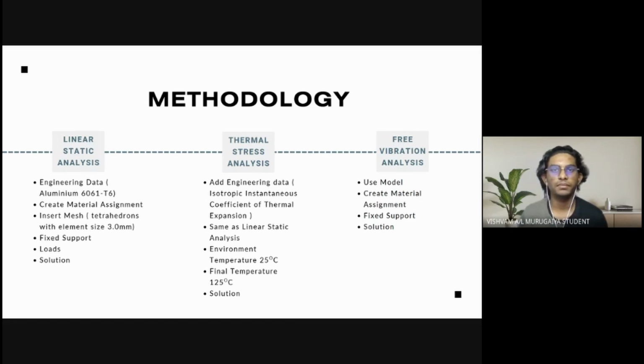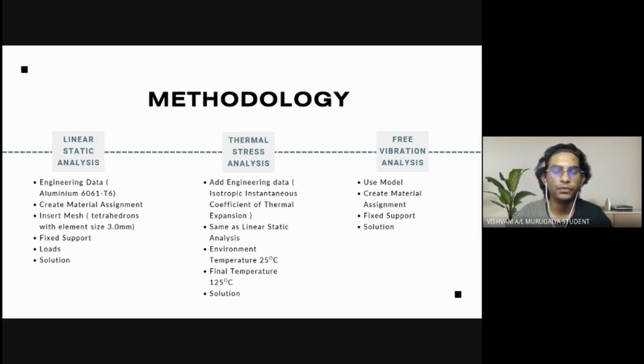There are three main parts in the methodology, which are linear static analysis, thermal stress analysis, and free vibration analysis. Before the three main parts, we do the bracket in CATIA V5. We also apply material aluminum to the bracket in CATIA V5 to see the density and also the mass before we proceed to ANSYS software. After that we save the CAD part in IGS format to use the bracket in ANSYS later.